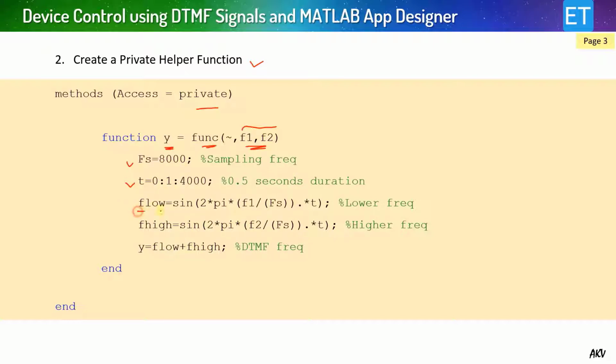And this is how we are generating the low frequency, f low. That is again the same which I have already discussed, that is sine 2 pi, your low frequency upon sampling frequency, into the time. And this is your high frequency, sine 2 pi f2 upon fs into t. And here you are adding these two frequencies to generate your DTMF output. Okay.